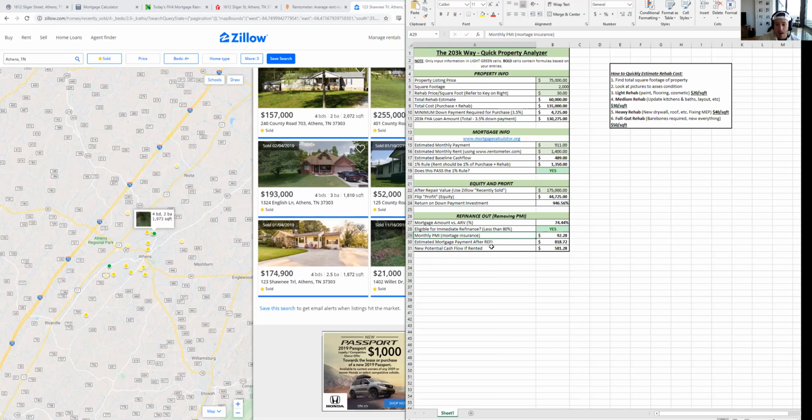which is 92 bucks a month, and then your new mortgage payment is going to be 800 a month, and your new cash flow is going to be closer to 581. So that's cool. You're making an extra 100 bucks a month just because you're able to refinance. Guys, I did this very quickly.